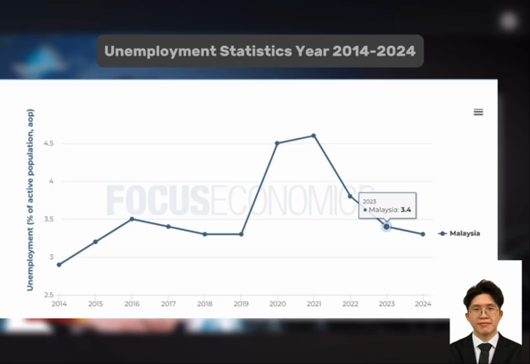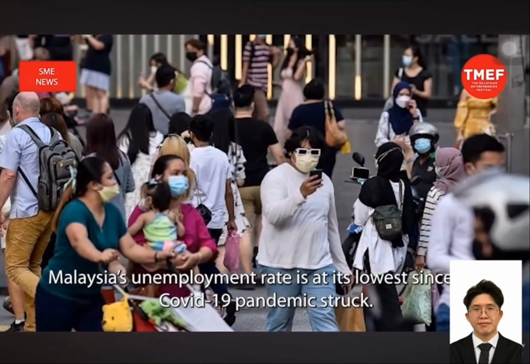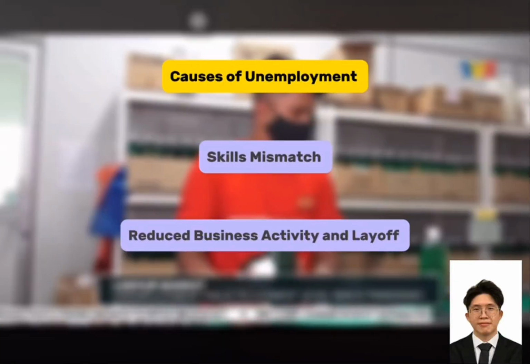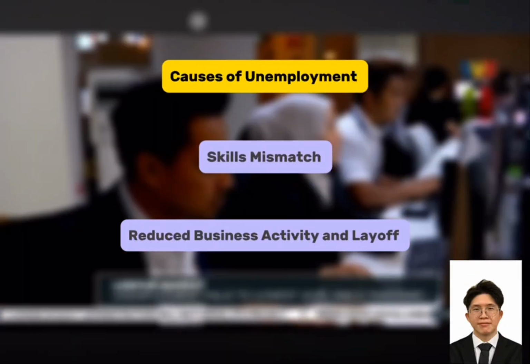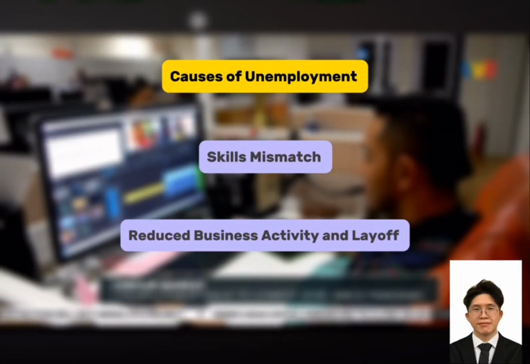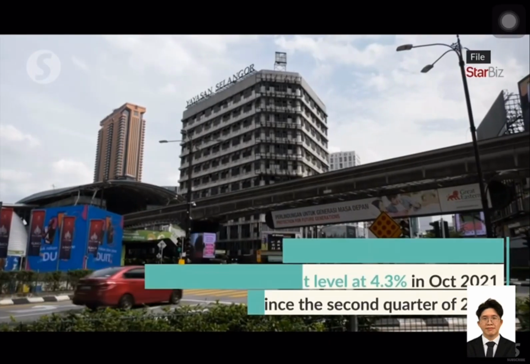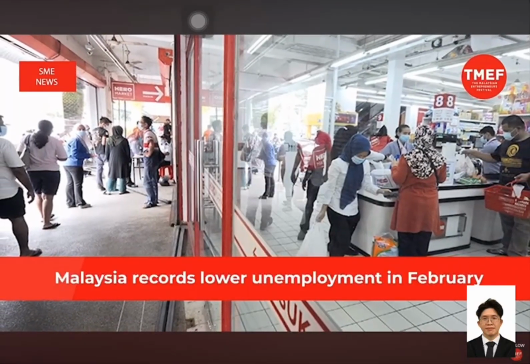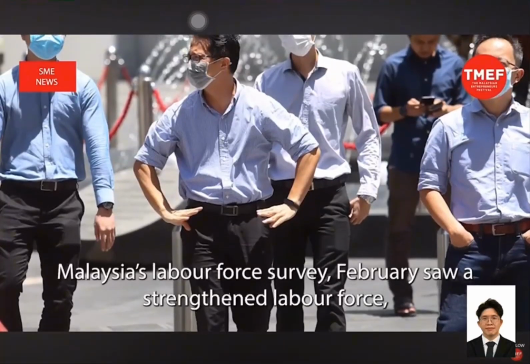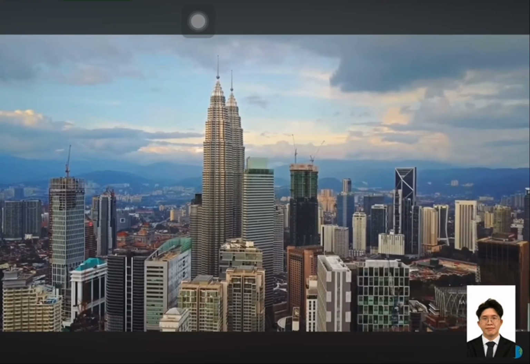This graph shows unemployment statistics from the year 2014 to 2024. The unemployment rate was at its lowest in the year 2022. Causes of unemployment include skills mismatch, where individuals' qualifications do not align with the skills requirements, and business activities and layoffs being reduced due to economic slowdown, leading to lower revenue and profits. Unemployment can lead to economic downturn, emotional instability, family conflict, and political issues. Malaysia records lower unemployment in February. The statistic graph shows that the unemployment rate has gradually decreased from year 2023 to year 2024. That's all for the introduction. Thank you.